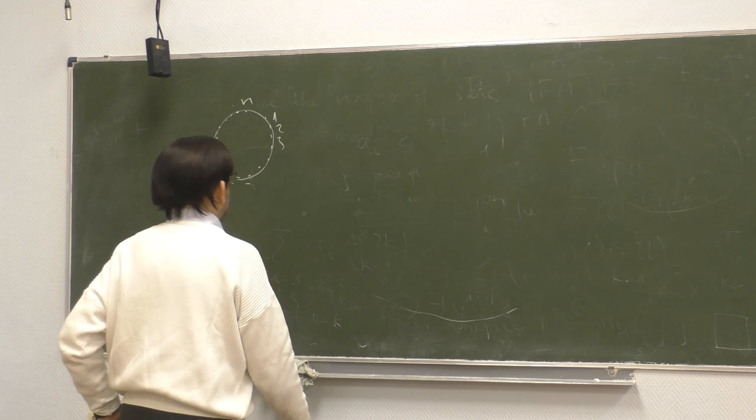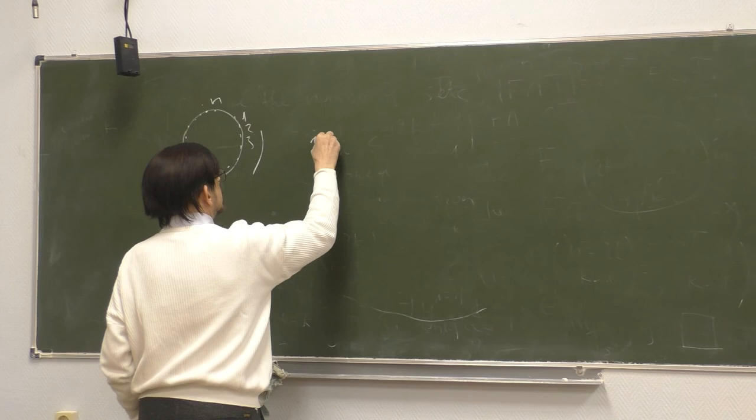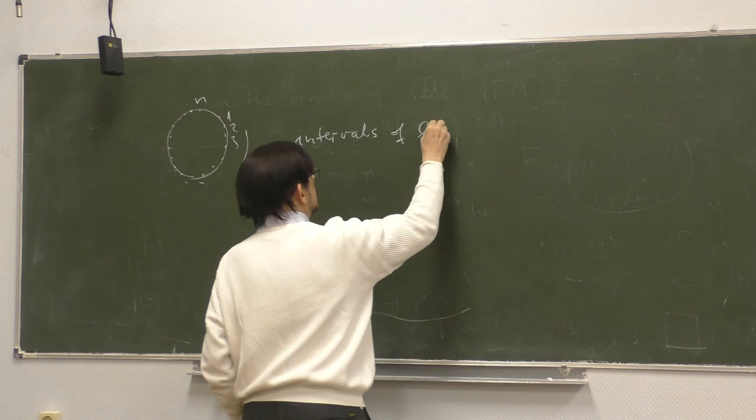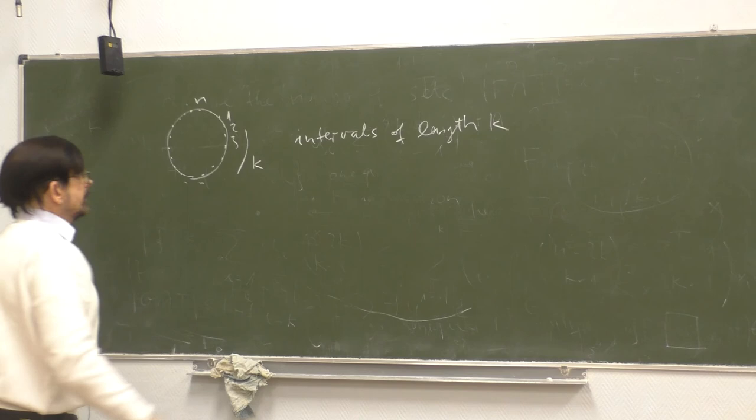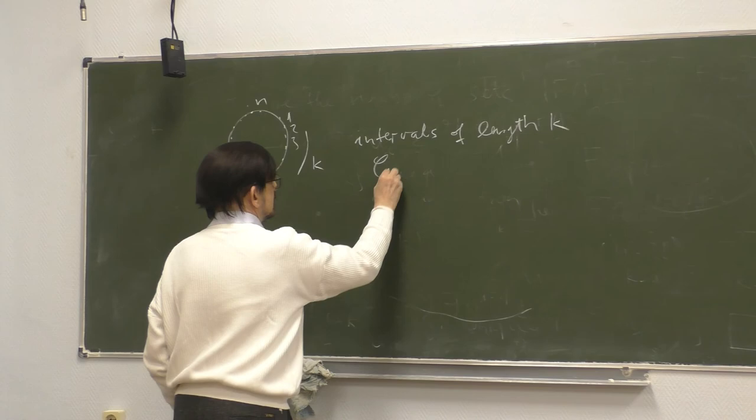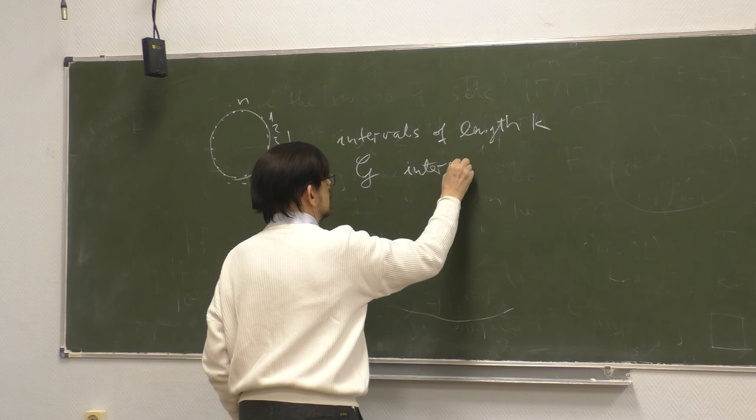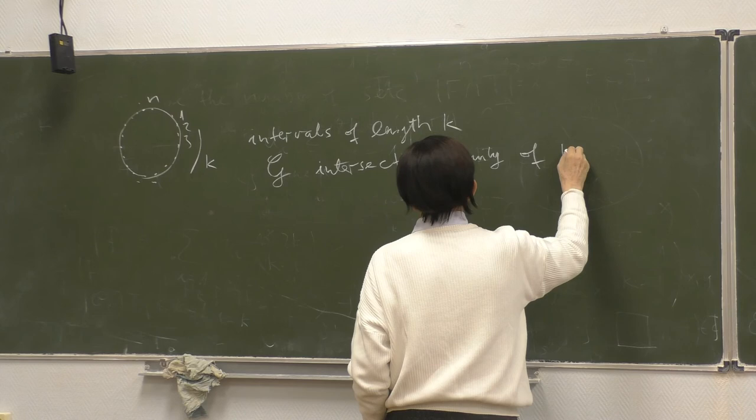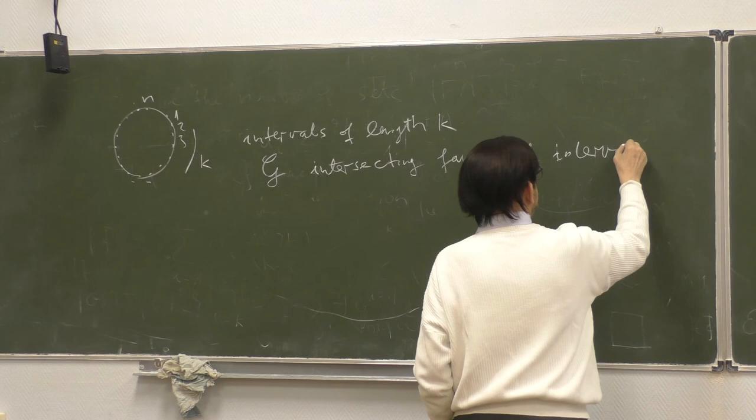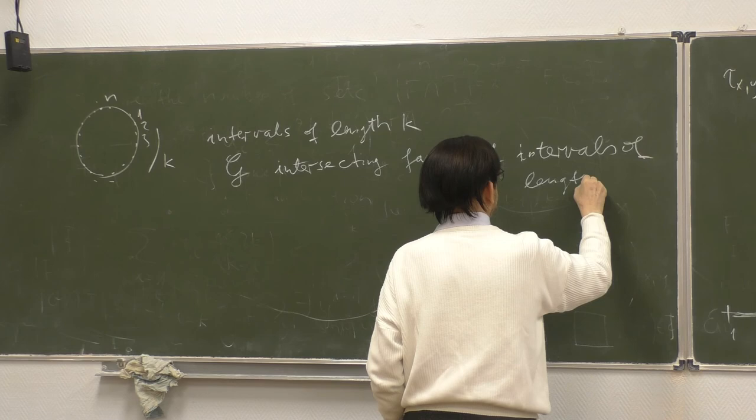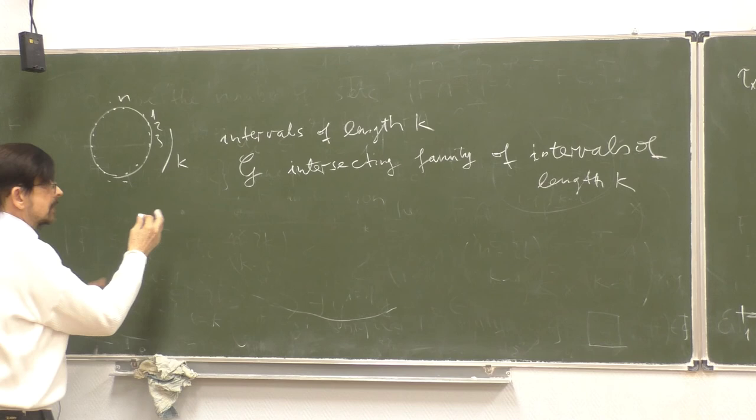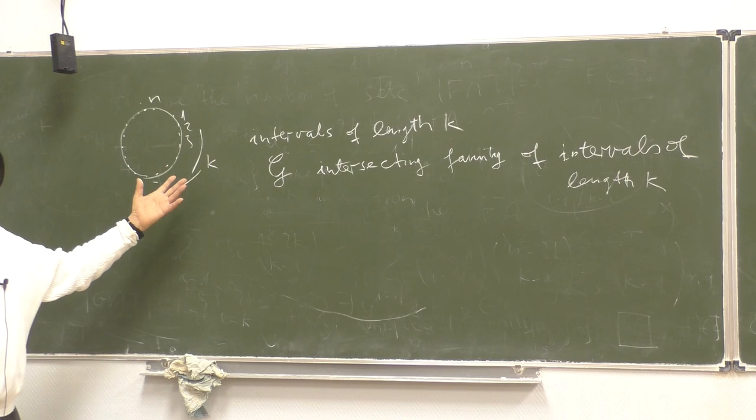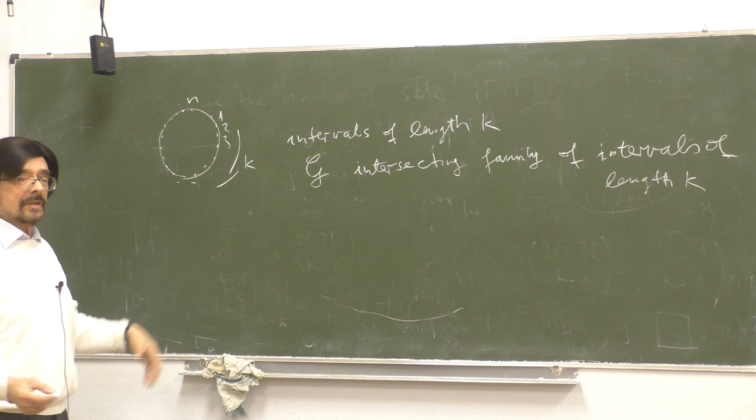And we consider intervals of length k. And so G is an intersecting family of intervals of length K. So it's a very similar problem, but it's much easier because it's linear. So we can have at most n such intervals.